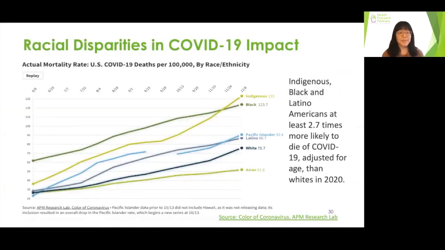And again, in addition, when we're thinking about COVID, here is information about the death rates. This data is actually from June to December of last year, and we can see that Indigenous, Black, and Latino Americans are at least 2.7 times more likely to die of COVID in comparison to whites. And this is national data. If you can go to the next slide, please.